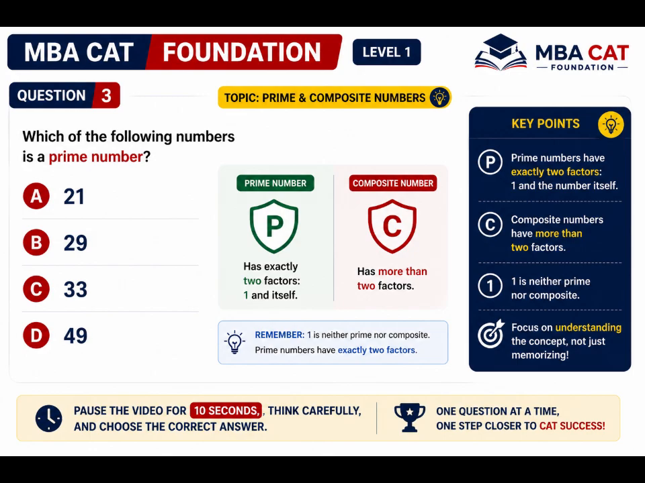Question 3. Prime and composite numbers. Which of the following numbers is a prime number? Option A, 21. Option B, 29. Option C, 33. Option D, 49. Remember, a prime number has exactly two factors, 1 and the number itself. If a number has more than two factors, it is called a composite number.